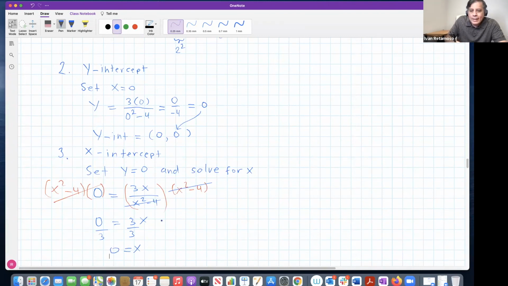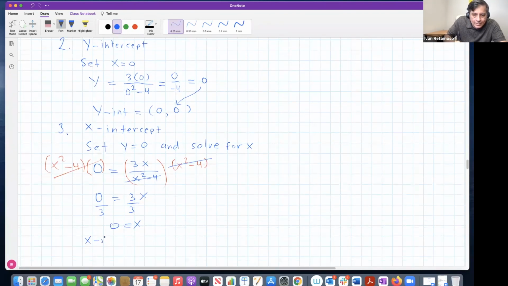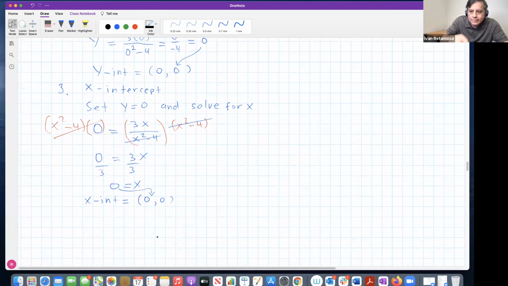So what does it mean? It means that your x-intercept is going to be 0, comma 0. So y-intercept 0, comma 0, x-intercept 0, comma 0. Try to remember that, guys, because it's very common for this type of basic rational functions that we're going to study that the y-intercept will be 0, comma 0, and the x-intercept will be 0, comma 0 as well.